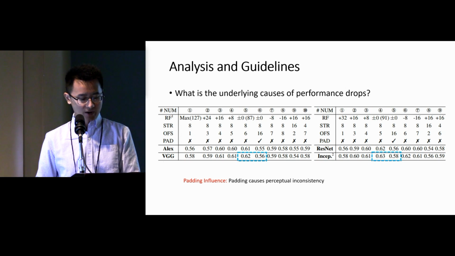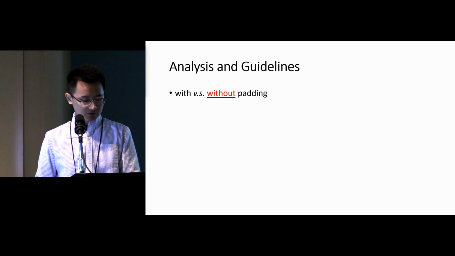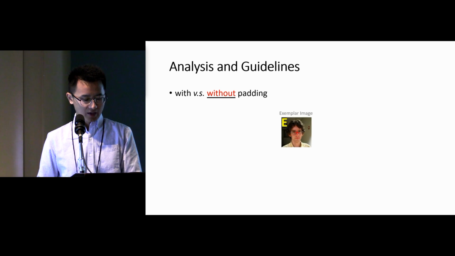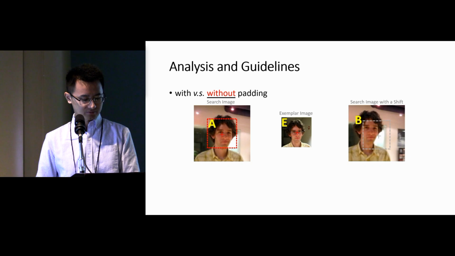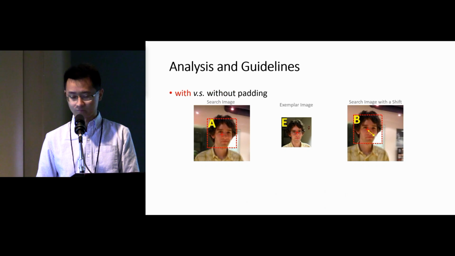Let's analyze why padding causes performance drops. Here, E is an exemplar image, while A is a search target, and B is the target with a shift. For a Siamese network without padding, the learned representations of regions A and B will be identical.